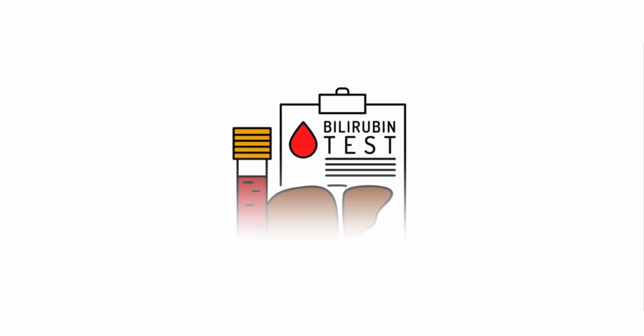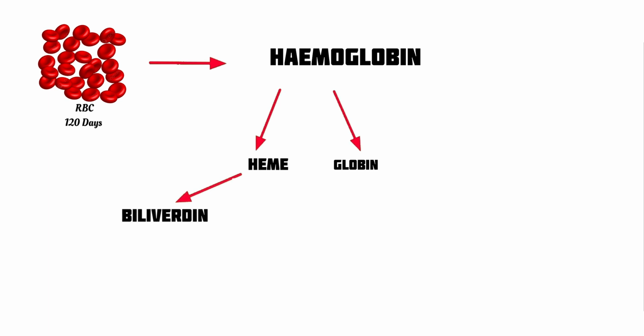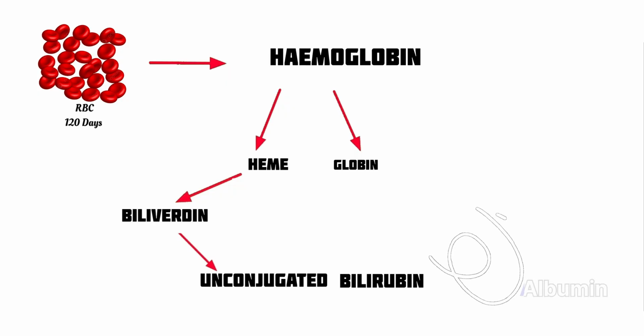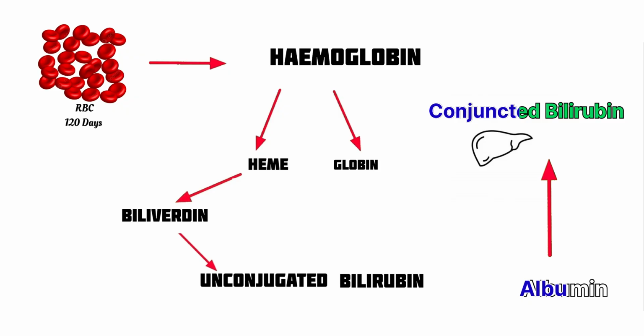The first one is the bilirubin test. Bilirubin is a breakdown product of hemoglobin. RBC has a lifespan of 120 days. Further, it breaks down and releases hemoglobin. Hemoglobin has two components, the heme part and the globin part. The heme part is converted into biliverdin and then into the unconjugated form, bilirubin. Then upon conjugation with albumin, it forms the conjugated form of bilirubin in the liver itself, and that is excreted in the urine and feces.